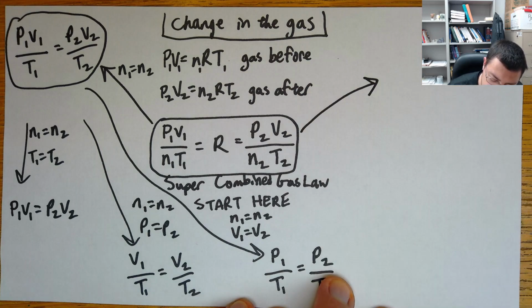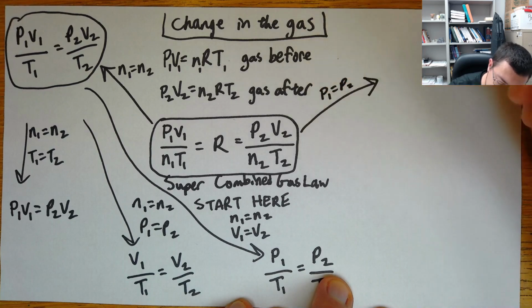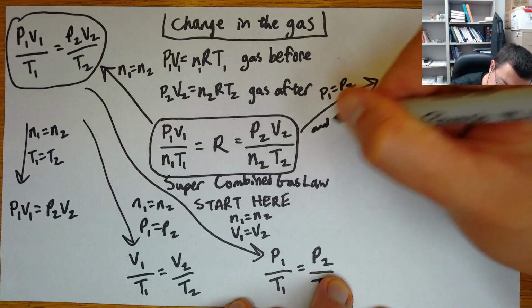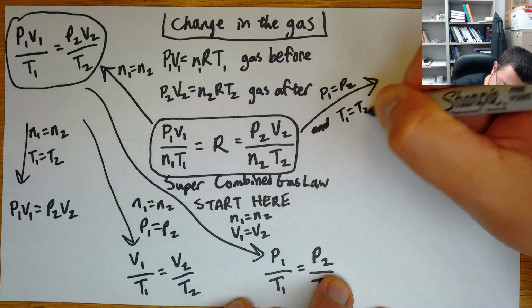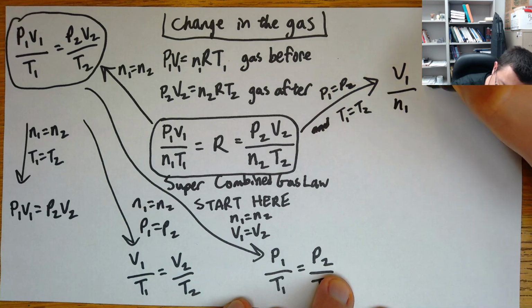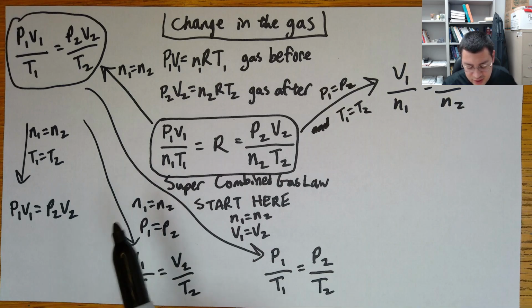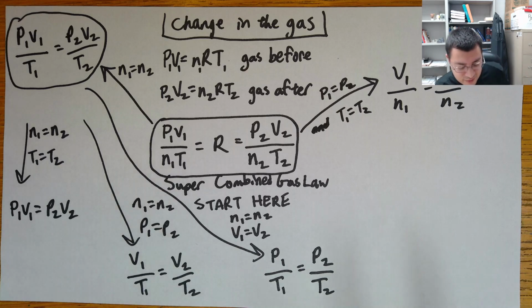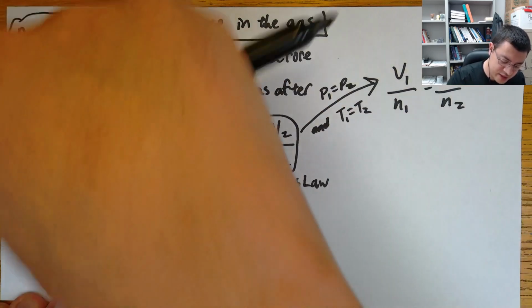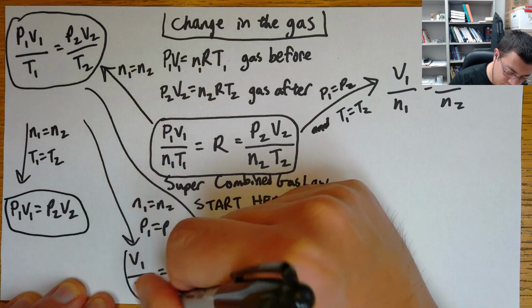And then we're going to hold the pressure constant, P1 equals P2, and we're going to do temperature constant. And then we get V1 over N1 equals V2 over N2. And you know, there are other variations here that I didn't do, but this is limited to your creativity, basically. But these ones all have names for them, so those are the ones I'm going to go over here.